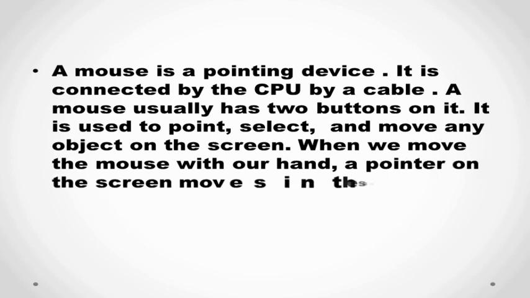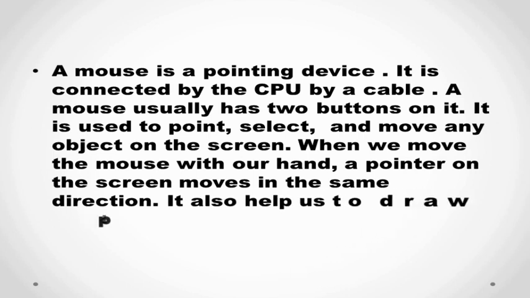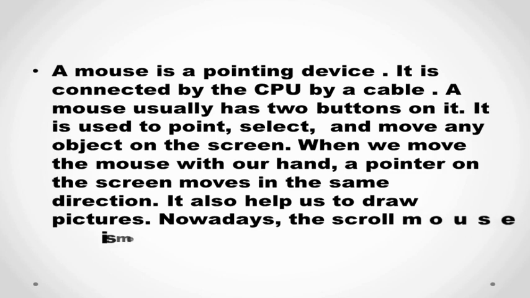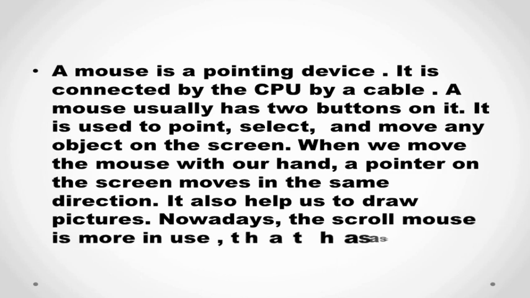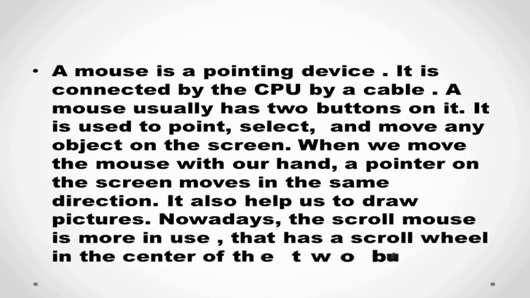When we move the mouse with our hand, a pointer on the screen moves in the same direction. It also helps to draw pictures. Nowadays, the scroll mouse is more in use. That has a scroll wheel in the center of the two buttons. Okay, children?